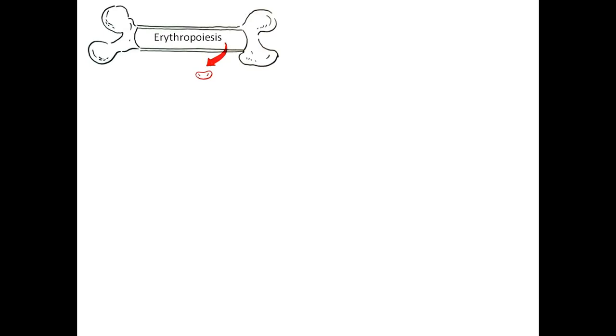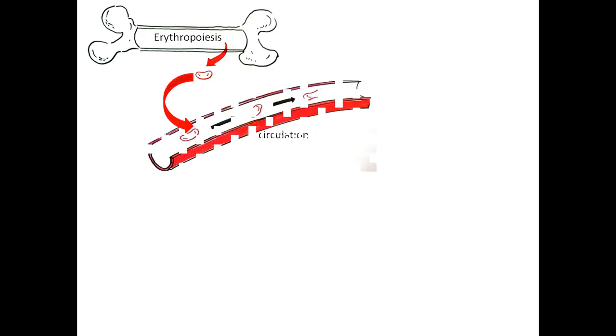Heme is produced during erythropoiesis in the mitochondria. Once heme is produced and hemoglobin is formed, RBCs will be circulating all over the body. And you can see RBC is circulating all over the body. But RBCs have a lifespan of 120 days.